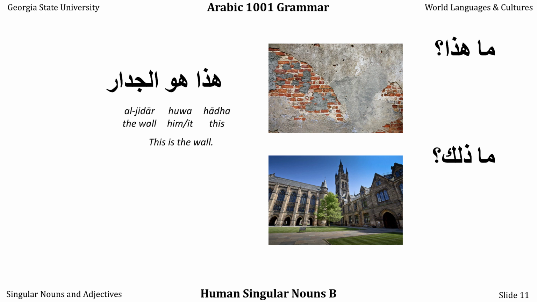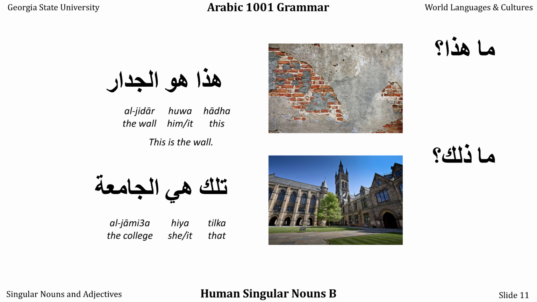For the second example, ma dhalik, what's that? We're going to say tilka hiya al-jamia. That is it, she, her, the university or college. So this means that is the college. We're really saying that is her, the college, because a college is mu'annath or feminine.